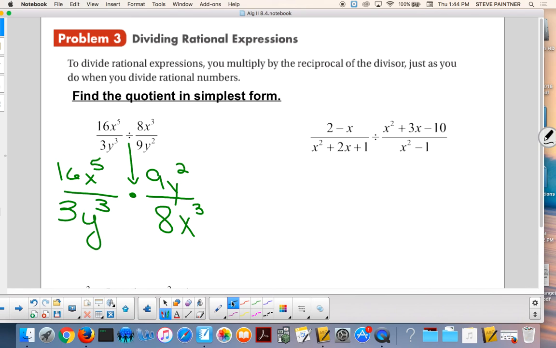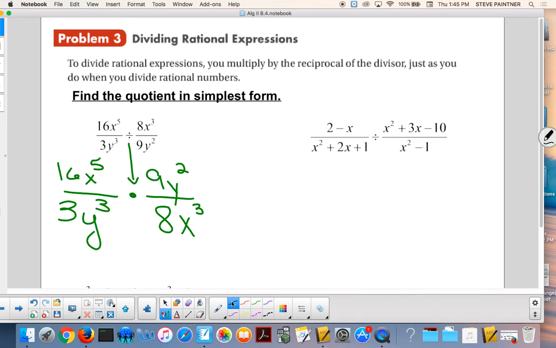Guys, look at the top, look at the bottom numbers. Don't they have something in common? You just reduce straight up, right away. Don't wait. Do you want to reduce the x's too? I'm not even talking variables. I'm just talking numbers.